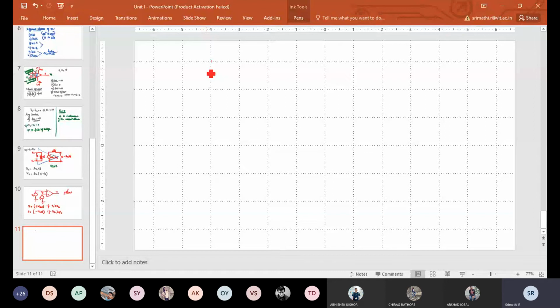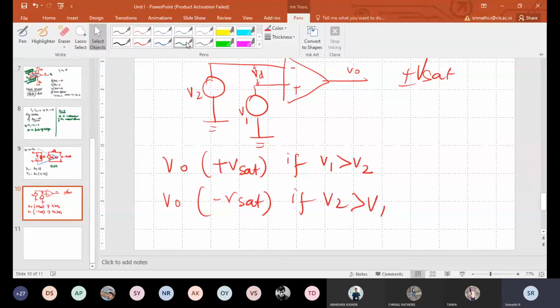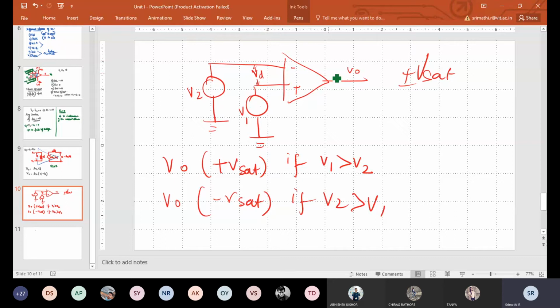The output in this case is not driven. See, in open loop condition, as I said in the previous slide, there is no feedback in this op amp. We are simply giving the input and we are taking the output. In that case, the op amp will behave as a switch, meaning output may switch between positive V saturation and negative V saturation. Only if we give a feedback, negative feedback is preferable.